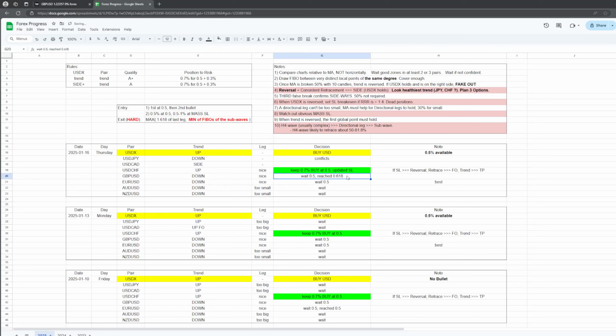If it retraces at least 50%, then sell pound USD.